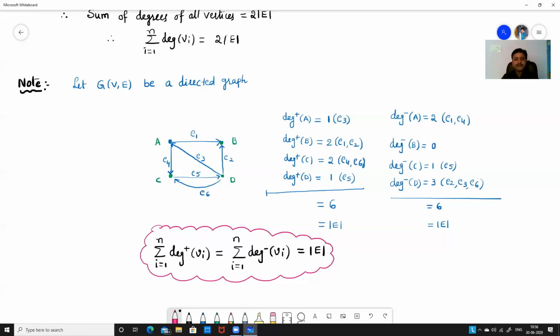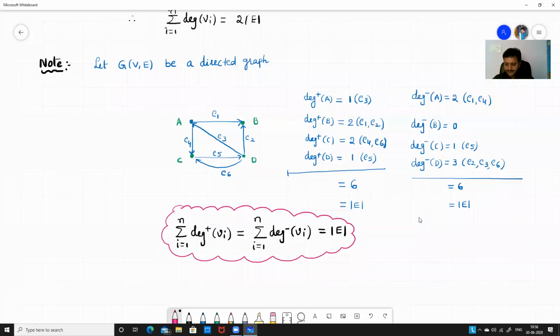First, learn the theory part. Afterwards, I'll introduce all the practice problems. First, we'll discuss practice problems. Afterwards, we'll discuss GATE problems based on the sum of degrees of vertices theorem. Right. So the sum of degrees of vertices theorem is completed.